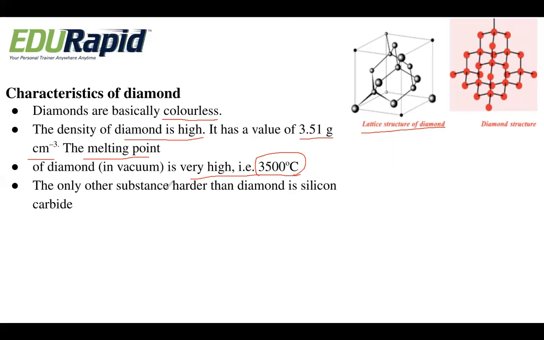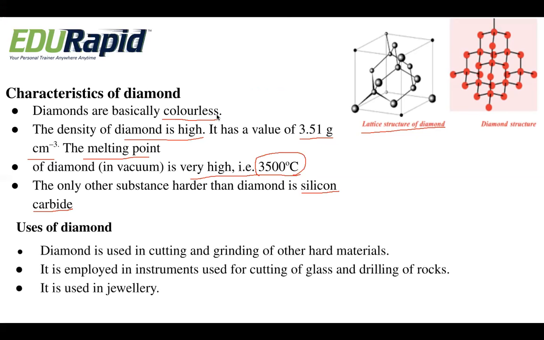So how much is it? 3500 degrees Celsius. The only other substance harder than diamond is silicon carbide. It is usually used in a heating furnace, silicon carbide. So it is one of the hardest substances. Diamond is the hardest, and other than diamond it is silicon carbide. So these are some of the important characteristics of a diamond. We will see some of the uses.